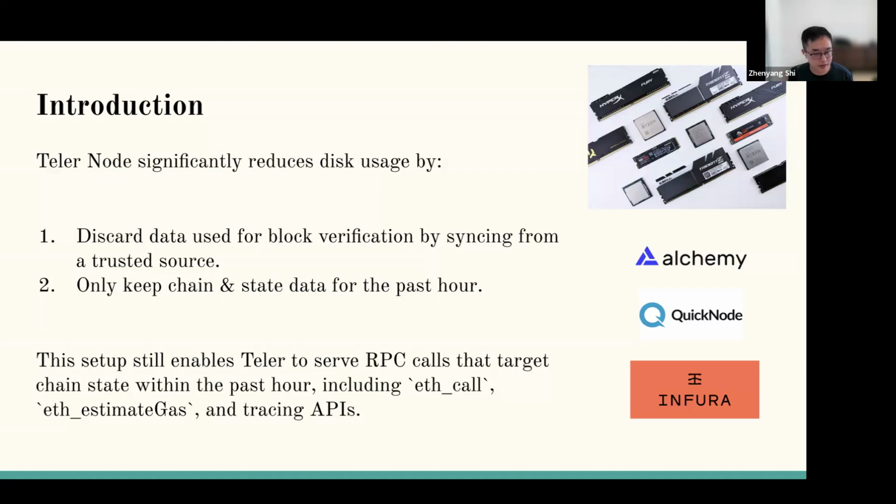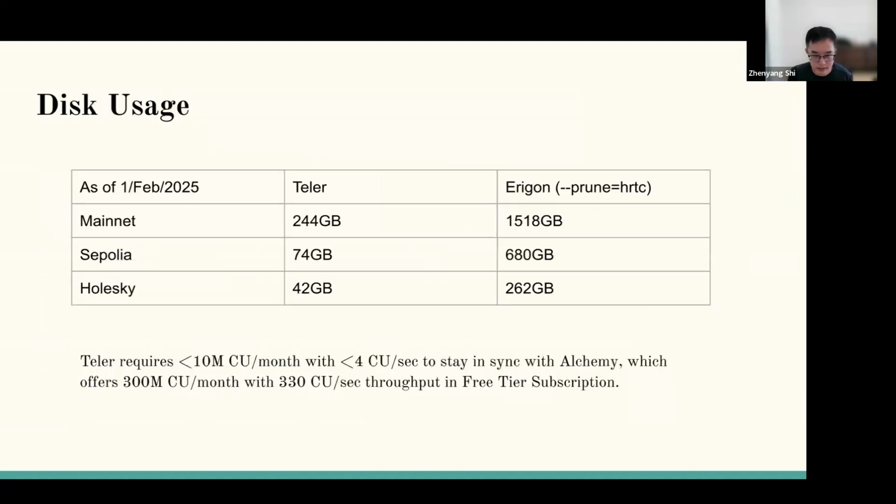Now, you may start to wonder how much disk space we are talking about here that can be saved. As of last weekend, on mainnet, Teler requires only 244 gigs to operate, while Erigon, with its default pruning turned down, requires more than 1,500 gigs. On Sepolia, 74 gigs versus 680 gigs, and on Hoodi, 42 versus 262. So you do save quite some space, right?